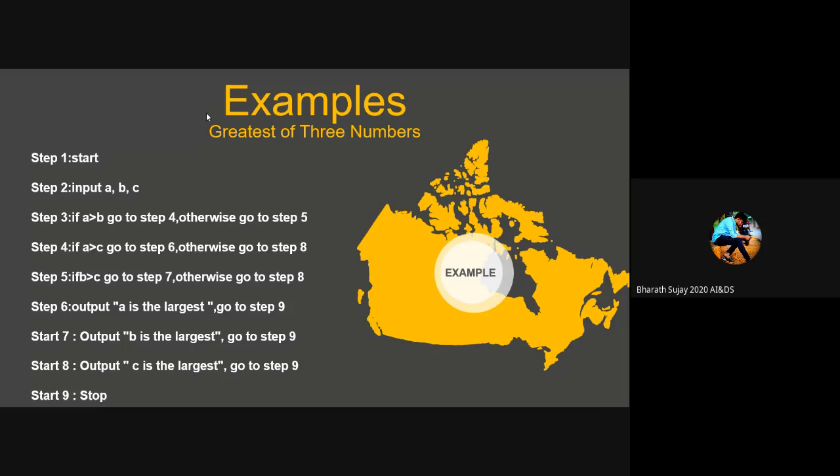Otherwise, you want to go to step 8, and the output is in step 8. The output will be C is largest. So go to step 9, and step 9 will be the final step, stopping the process. So this is basic mathematics, the basic thing you have studied in mathematics also.